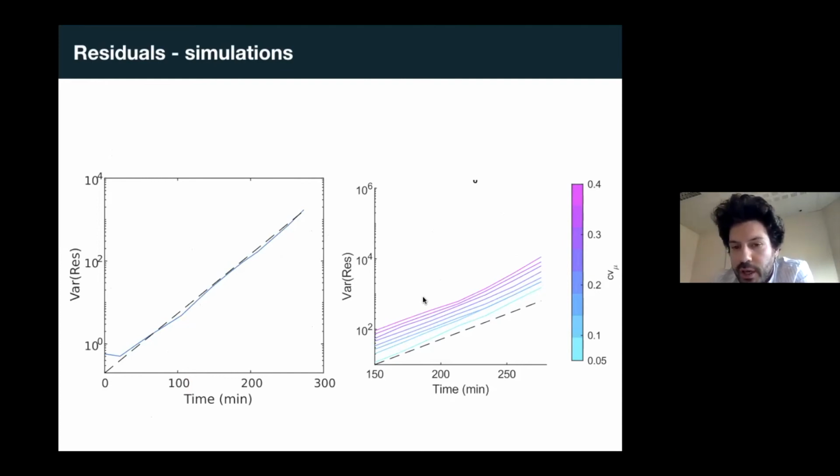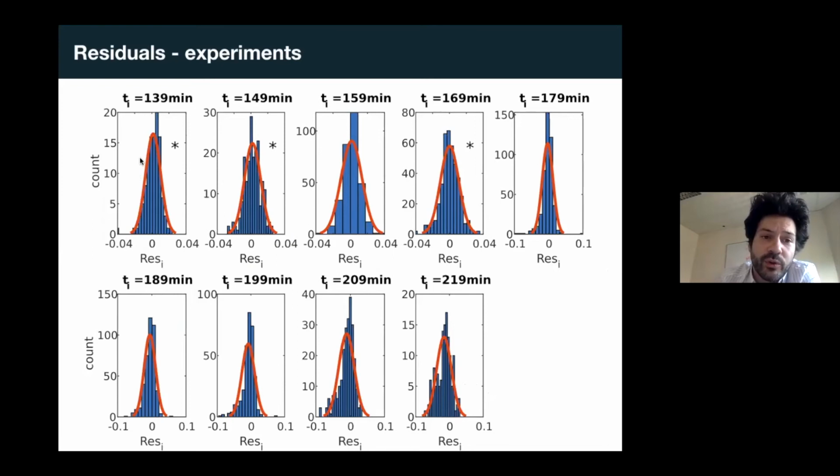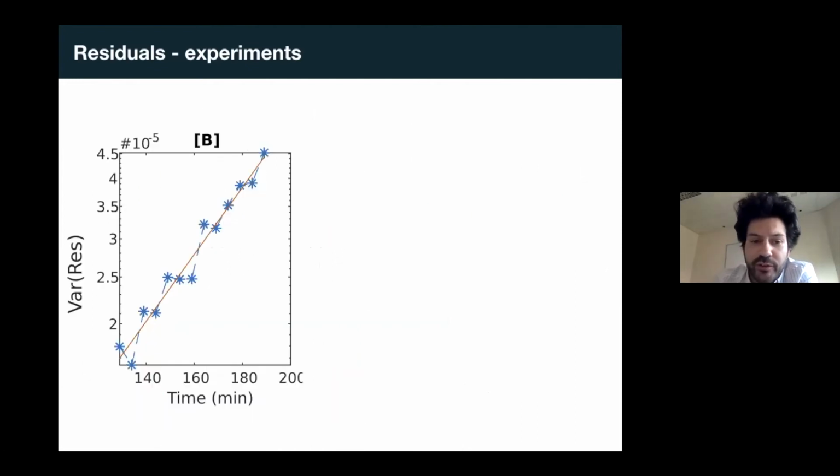So now we can have a look at what's happening experimentally. These are simulations. Experimentally, we can also look at the residuals. The blue is experimental data. The red is a Gaussian fit. We can again define a variance, and we can have a look at how this variance increases with time. And in theory, the variance should increase at the same exponential rate as the mean size of the population. Okay, that's what we saw. That's actually also provable, and that's what we also saw in the simulations.